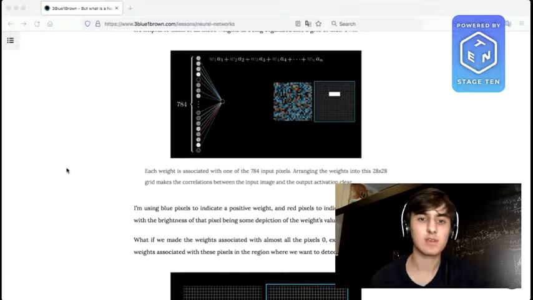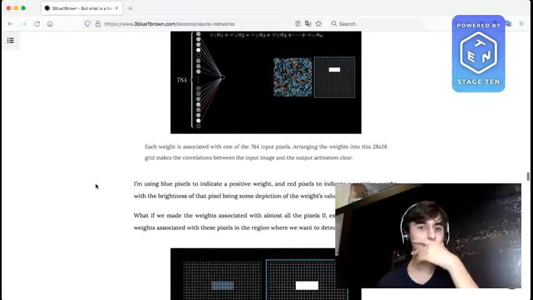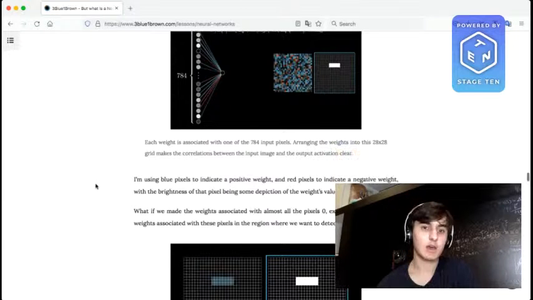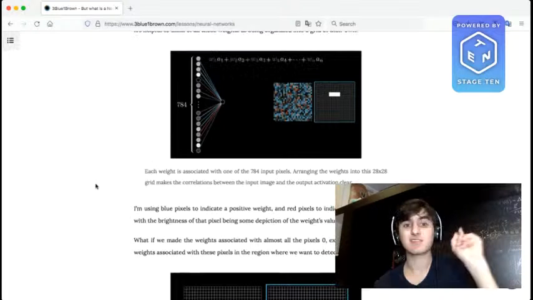Let's keep going. Each weight is associated with one of the 784 input pixels. Arranging the weights into this 28 by 28 grid makes the correlation between the input image and the output activation clear. I'm using blue pixels to indicate a positive weight, red to indicate negative, with the brightness of that pixel being some depiction of the weight's value. Oh, interesting. That is something I didn't pick up on. Oh, that makes sense.